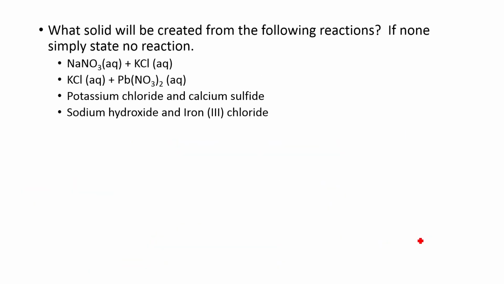So, what solid will be created from the following reactions? If none, simply state no reaction. So you'll notice this only asks if there's a solid. That means I don't actually have to balance the equation, I just have to check whether when I combine the ions, I make something that's going to be soluble or not. So, for example, with sodium nitrate and potassium chloride, we're going to flip our anions. So we're going to have some sodium chloride and some potassium nitrate.